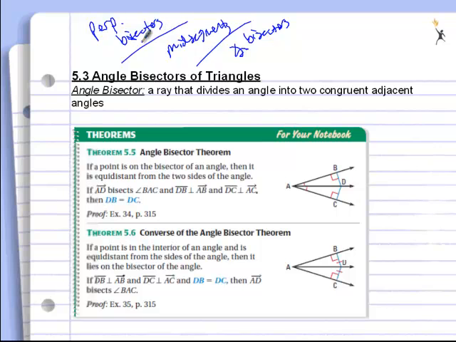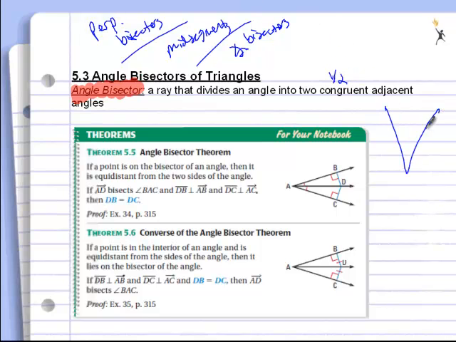A perpendicular bisector bisects a segment. So in both of those two cases, you dealt with segments. Now we're moving to angles, still dealing with bisecting. An angle bisector is a ray that divides an angle into two congruent adjacent angles. It cuts the angle in half. Cuts it in half.